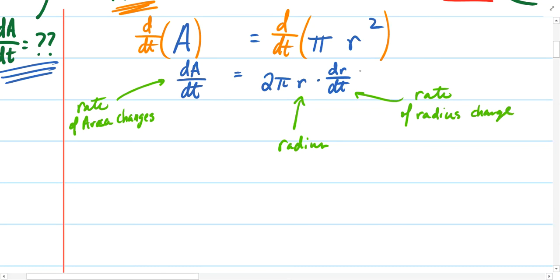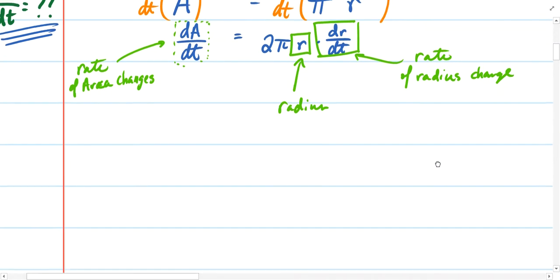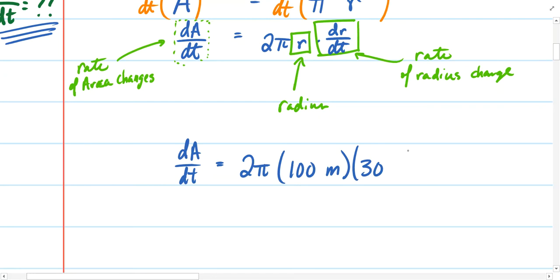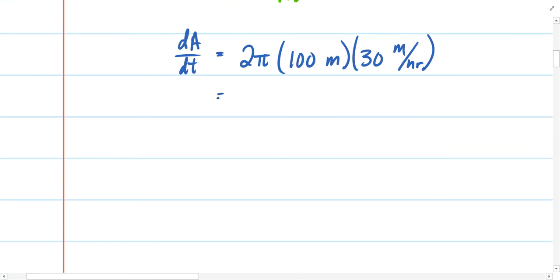And fortunately for us, we were given lots of this information. This rate at which the radius is changing is given to us, as well as the radius of the patch itself. What we didn't know was the rate at which the area was changing. That's what we're going after here. So that's no problem for us. We've got values for virtually every other component. So the rate at which the area is changing based on time is equal to 2 pi times our radius, which is 100 meters, and multiplied again by the rate of the radius as it's changing, and that's 30 meters per hour. We can multiply these components together.